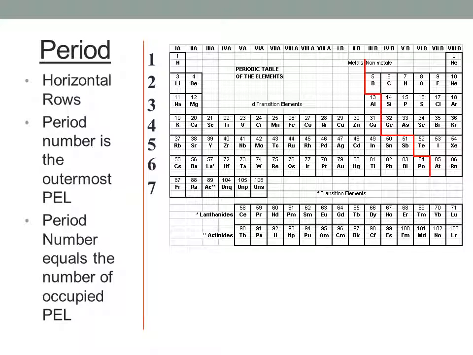The horizontal rows of the periodic table are called periods because patterns repeat periodically, or over and over again, in each row. There are only 2 elements in period 1, hydrogen and helium. However, there are 8 elements in periods 2 and 3, and 18 elements in period 4.